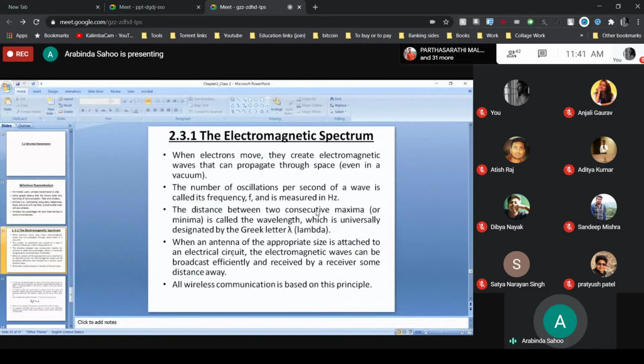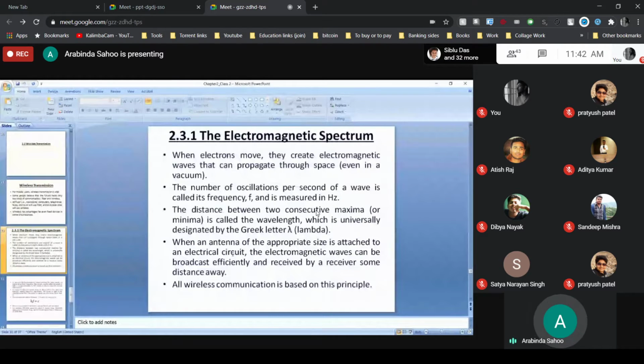The number of oscillations per second of a wave is called the frequency and is measured in hertz. If you consider your domestic supply, it is 50 hertz. That means the sinusoidal signal oscillates 50 times per second.